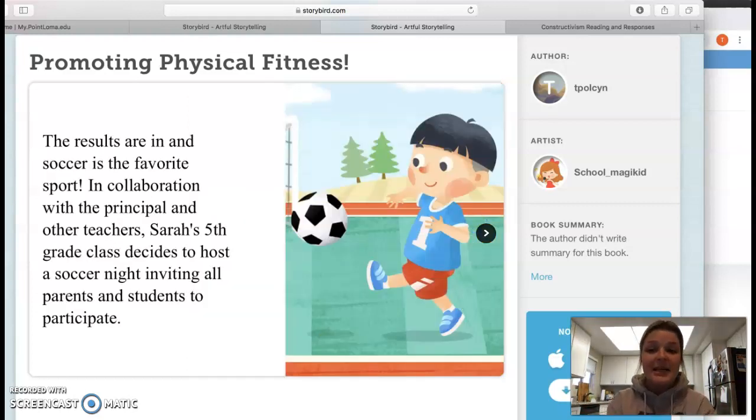The results are in, and soccer is the favorite sport. In collaboration with the principal and other teachers, Sarah's 5th grade class decides to host a soccer night inviting all parents and students to participate.